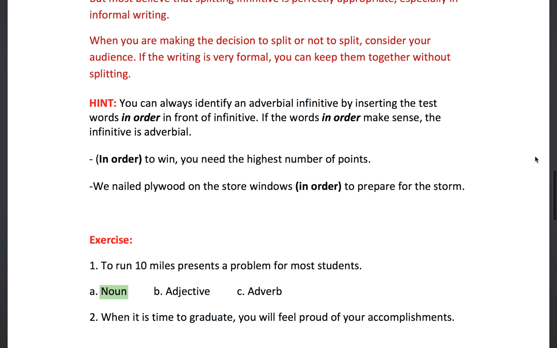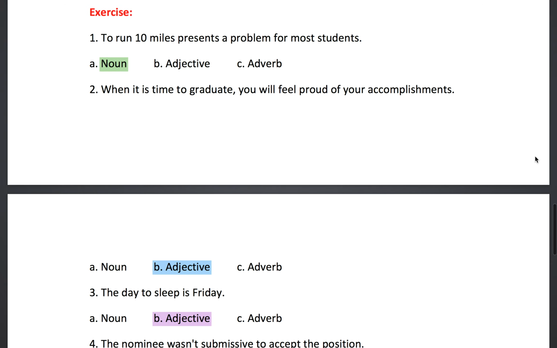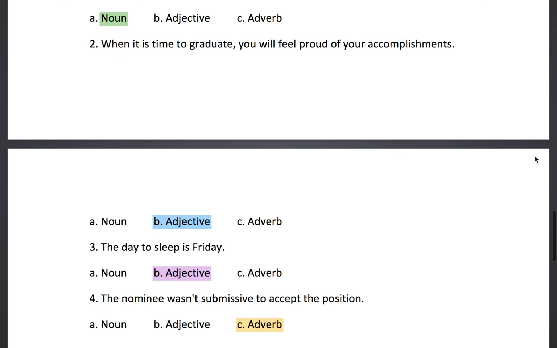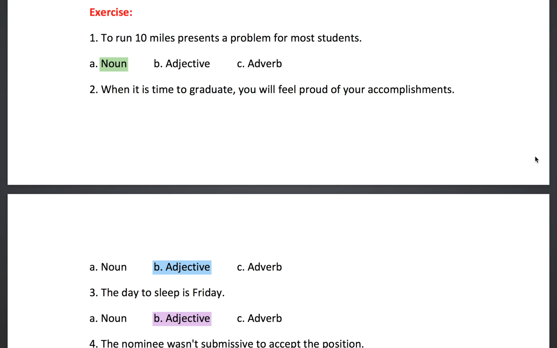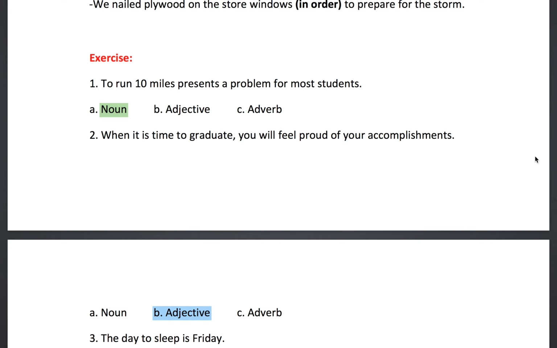The only similarity between gerund and infinitive is that they are verbals in a sentence, that they took shape from the verb, but they are functioning differently. They are not the verb in a sentence. They always look like the verb.